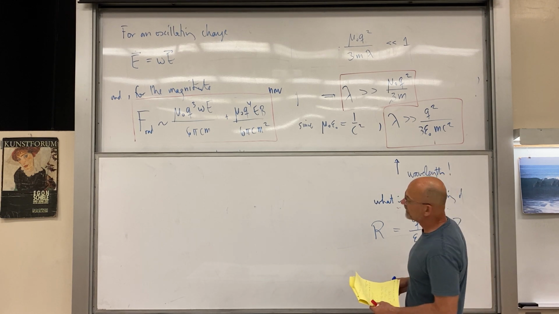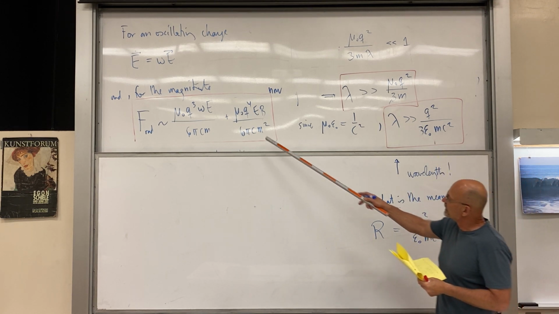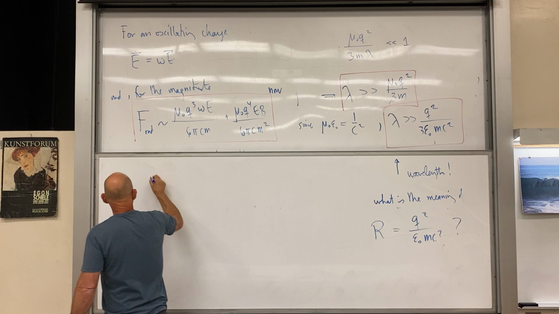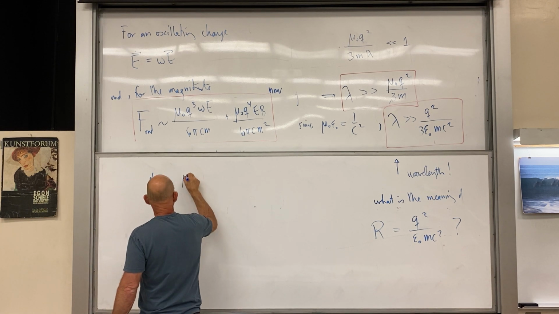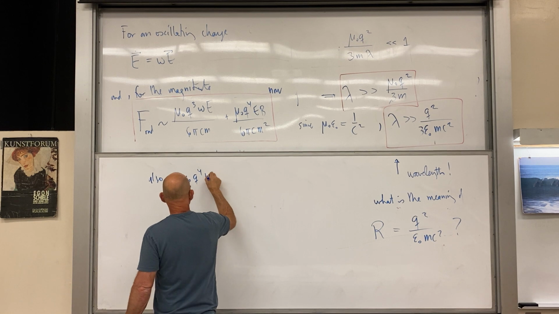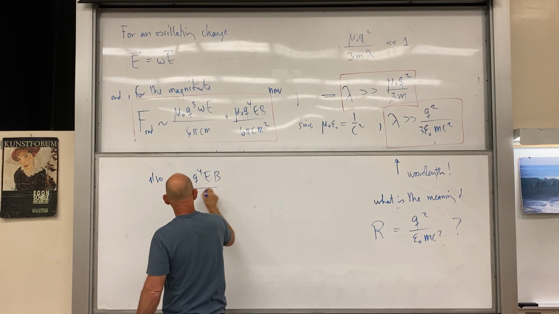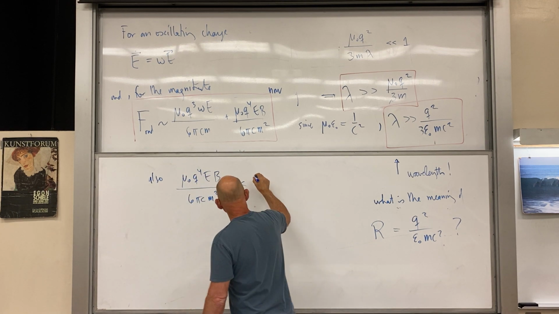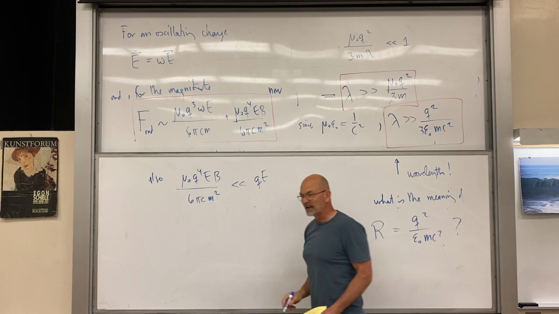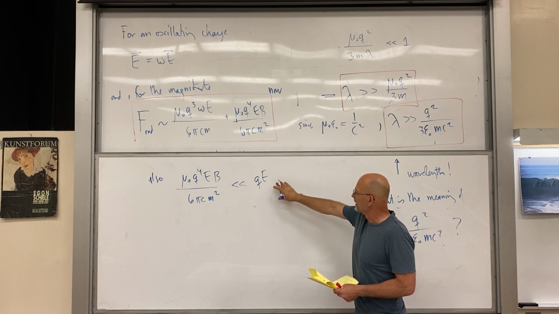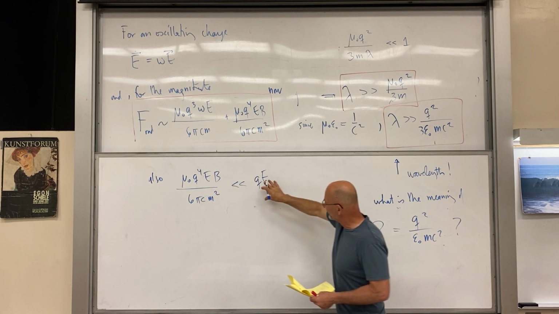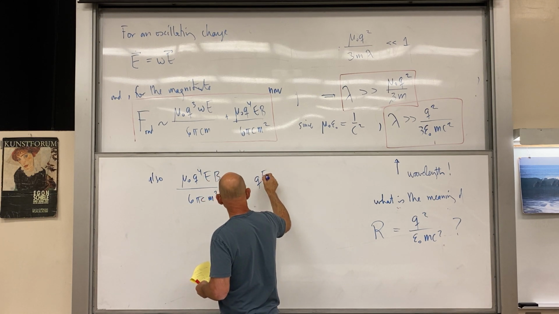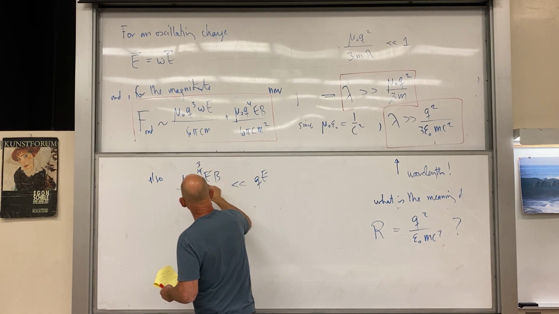Now we also have a similar thing to be said about this term here. So we also have mu naught Q to the 4th EB over 6 pi C M squared is supposed to be much less than Q times E. Right? Because this is part of the damping force, this is the original force. So again, we can get that cancellation and we'll get a criterion for B.